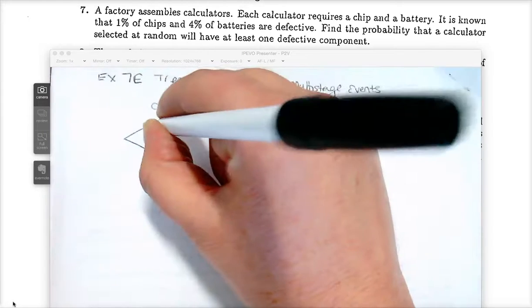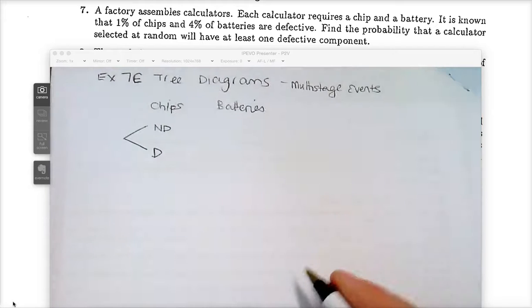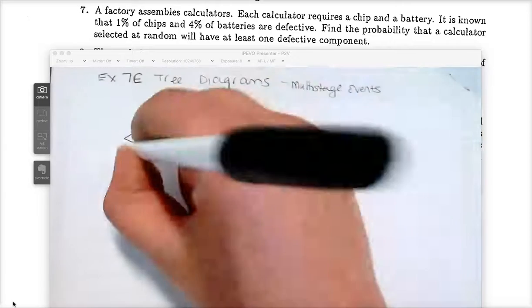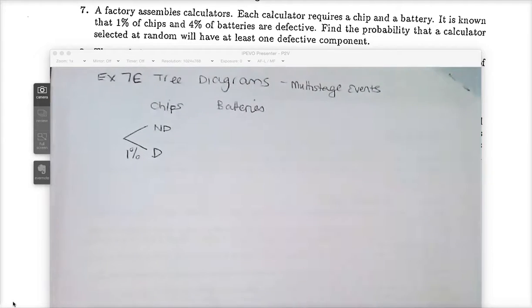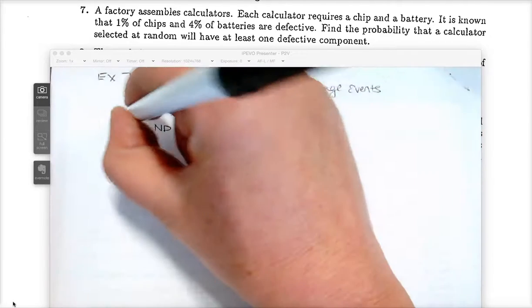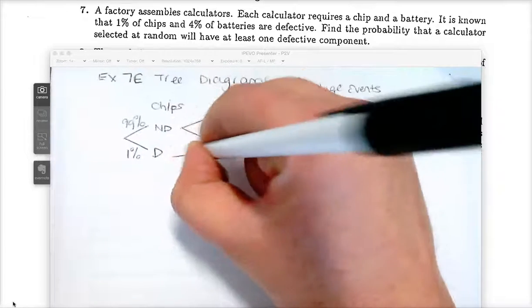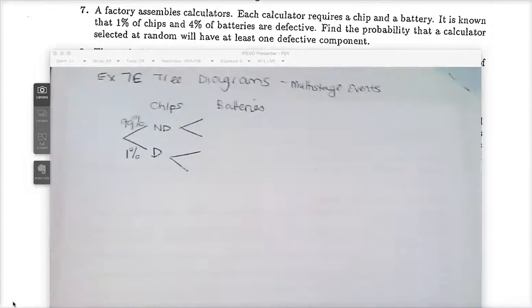So I'm going to go defective, not defective. If the probability is 1% that chips are defective, what do I put on this branch? I can put 1% or 0.01, and on the other branch, not defective, I get 99%. Now, whether the chip is defective or the battery, they don't have any bearing on each other. It's not like one will affect the other, so they're independent events.